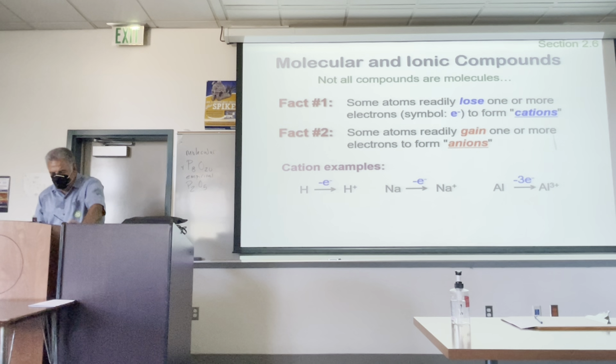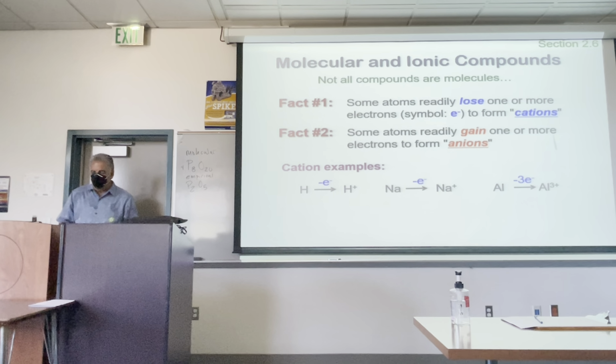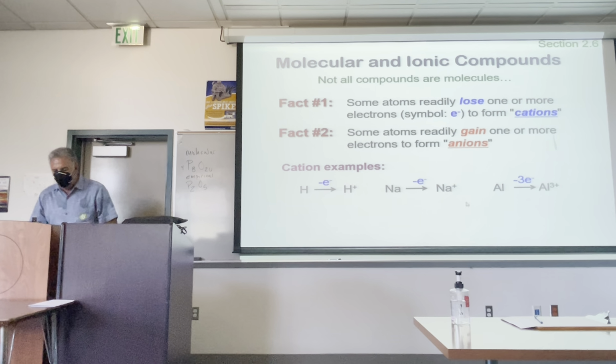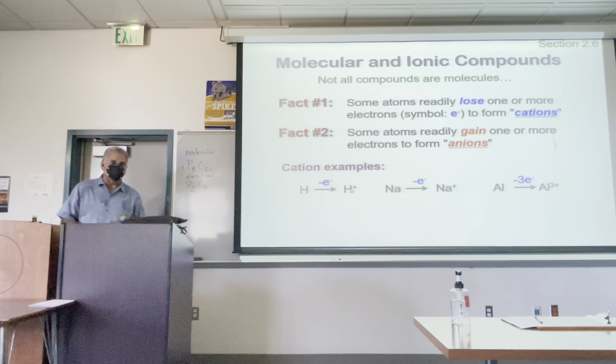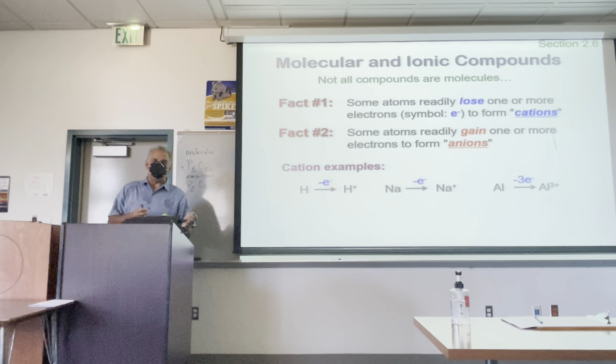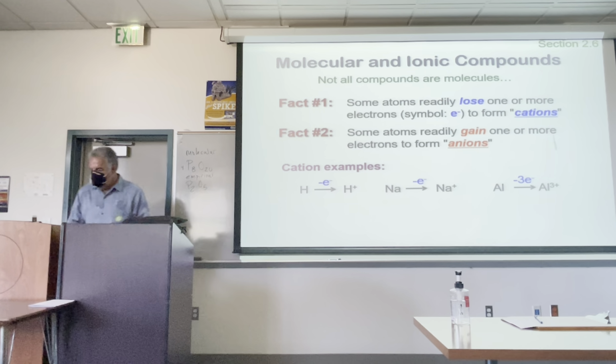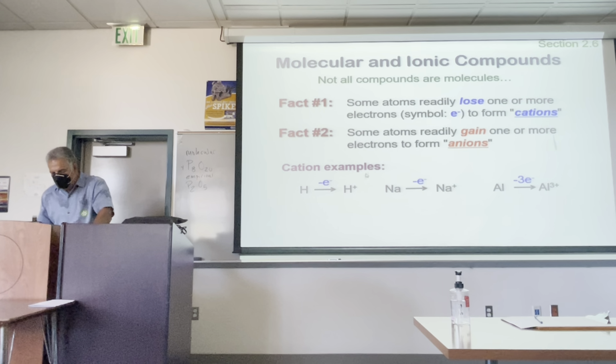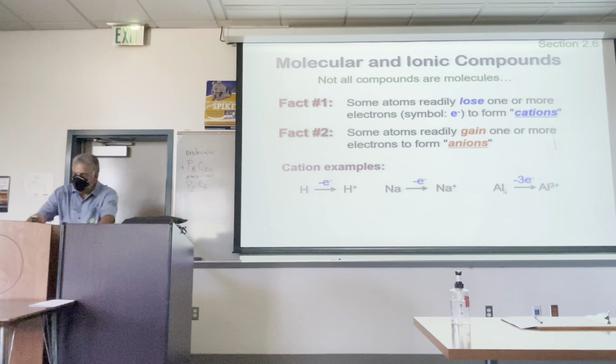And nonmetals tend to gain. So here are some cation examples. Hydrogen loses one electron to form H+. And remember, H+ is just a proton, so interchangeably, people say H+ or a proton. Sodium loses one electron, forms Na+. Aluminum loses 3 electrons for this class, and it's always 3+.